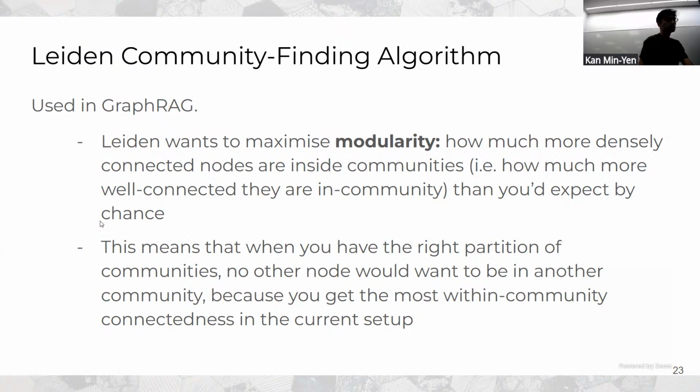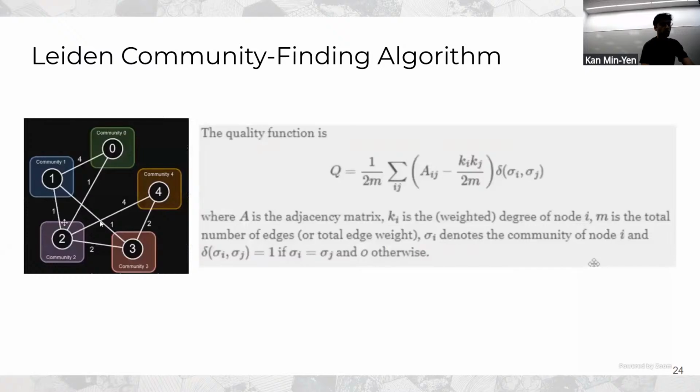So how Leiden works is that you want to maximize this thing called modularity. What modularity is saying is basically that if a community is better connected within the community itself, that's a good thing. You want a community to be highly connected within itself. Then you have found the right partition, because no other node would want to be in another community. So that's where we're trying to go.